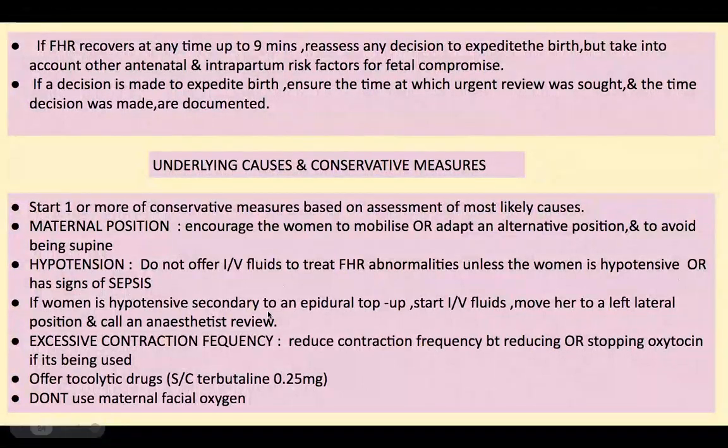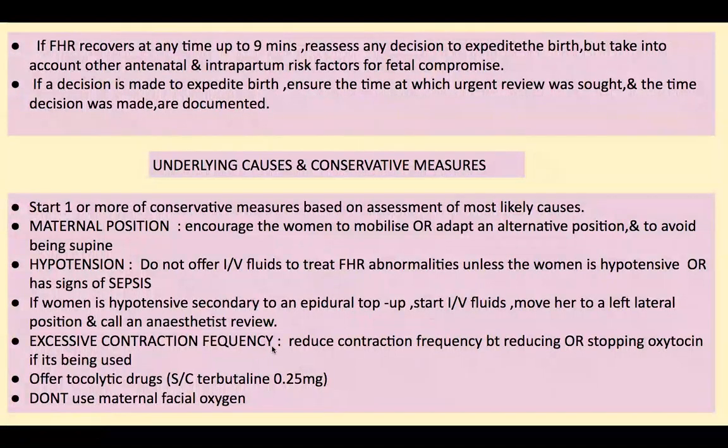If the woman is hypotensive secondary to an epidural top-up, start IV fluid, move her to the left lateral position and call an anesthetist review. So these are the things we have to do when there is a hypotensive episode secondary to the epidural top-up, right? After the epidural top-up, if the patient's blood pressure is falling, you have to choose these three options: IV fluid plus move to the left lateral plus call the anesthetist. You have to choose the option where these three have been combined, right?